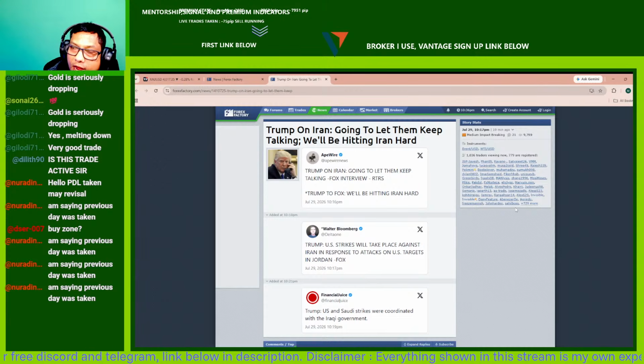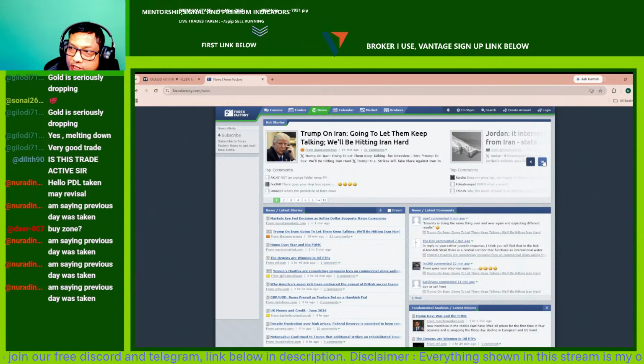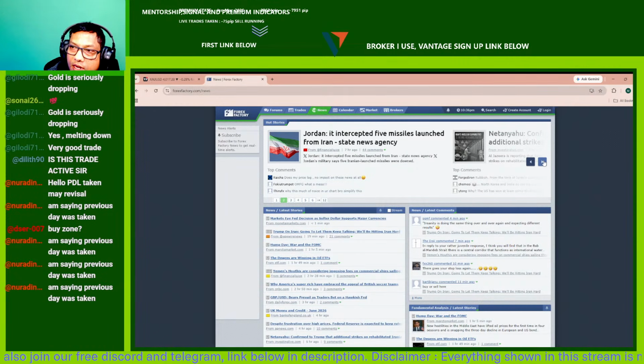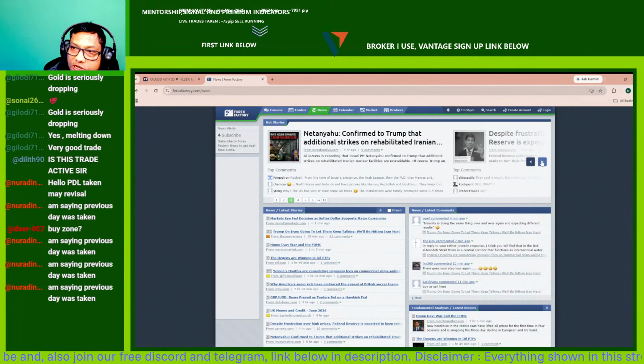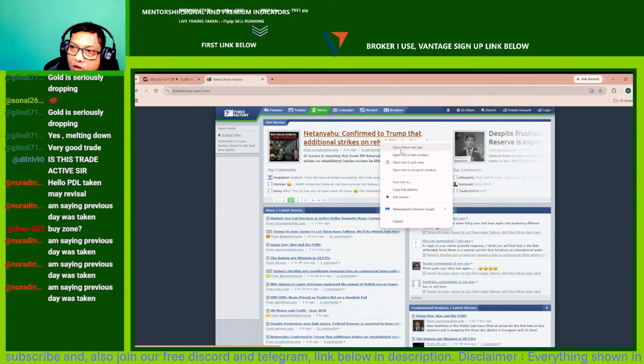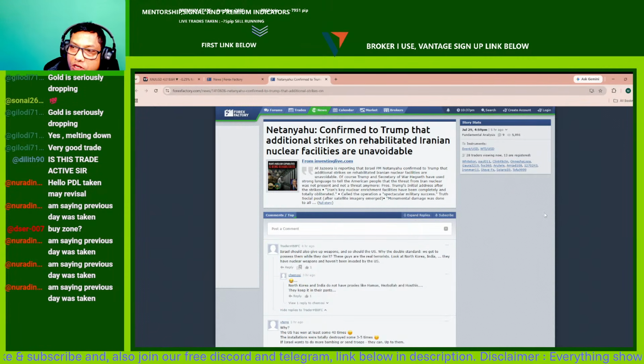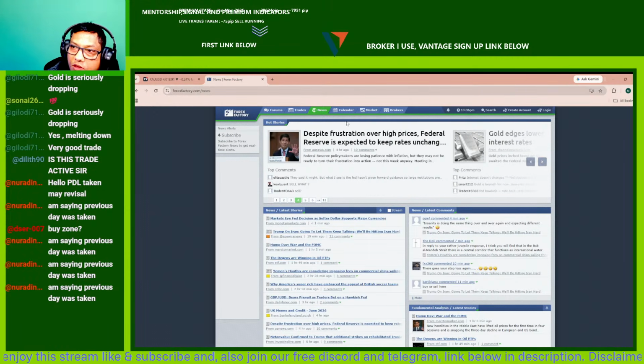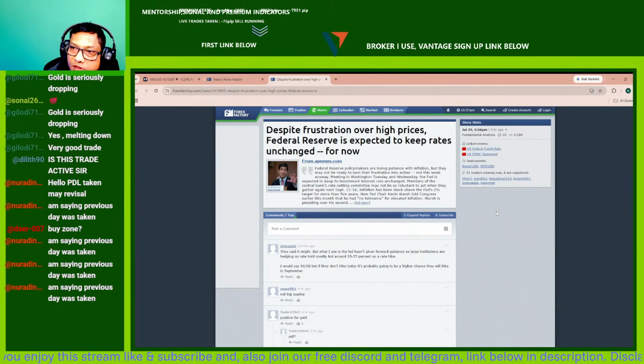Trump on Iran, going to let them keep talking. We will be hitting Iran hard. Okay, so escalation. Let's see that. Jordan intercepted 5 missiles launched from Iran, state news agency. Netanyahu confirmed to Trump that additional strikes on rehabilitated Iranian nuclear facilities are unavoidable. Nuclear facilities.